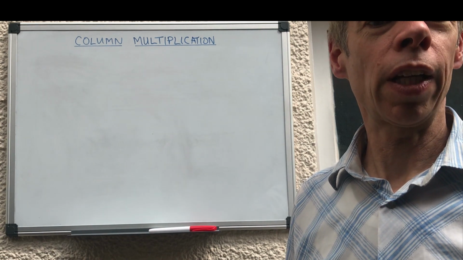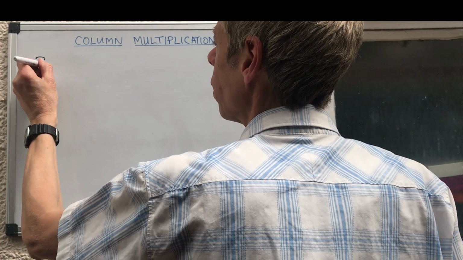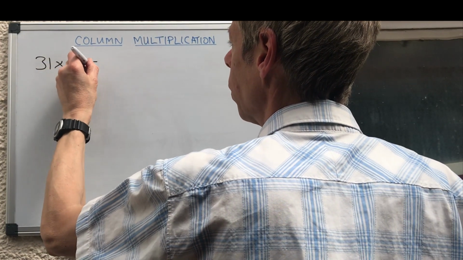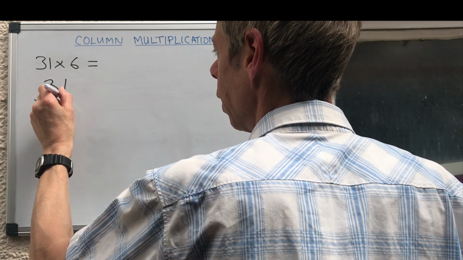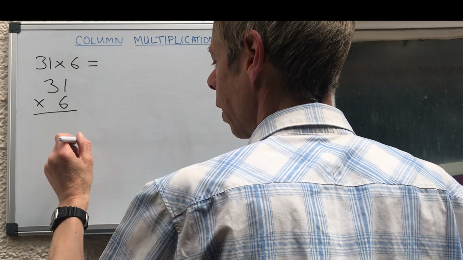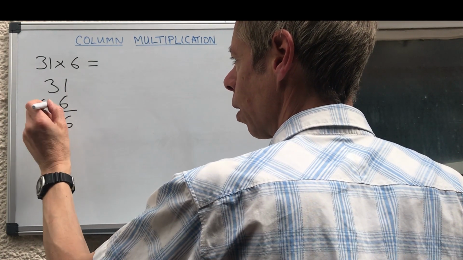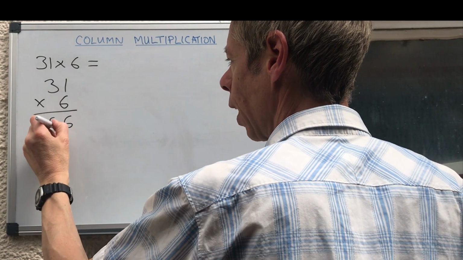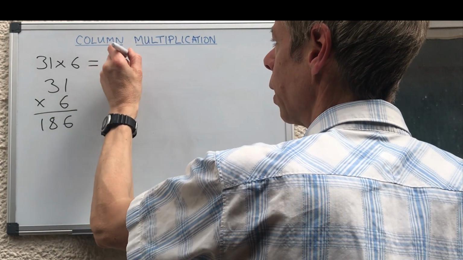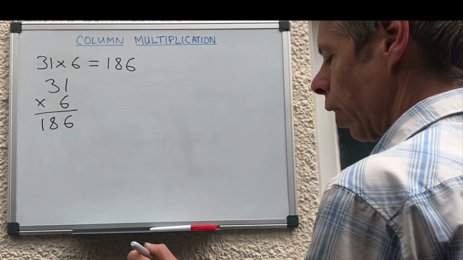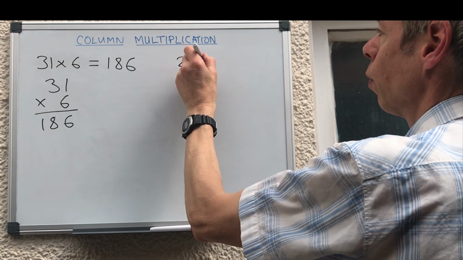So the first question we're going to look at is 31 times 6. So 31 times 6 equals, so what we do, put our 31 here, put a multiplication sign, put a 6, put a line underneath. Then we need to do 6 times 1 equals 6. 6 times 3 is 18, so you put the 8 there and the 1 there, and our answer is 186.